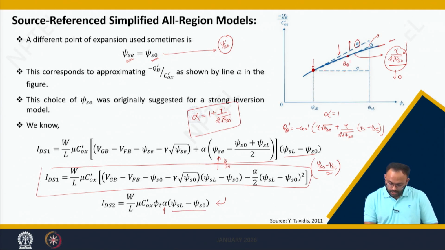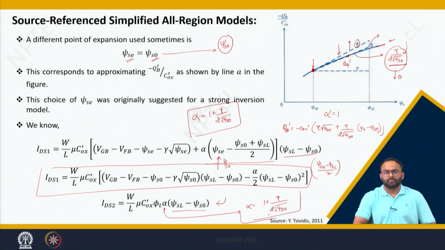and here alpha is nothing but 1 plus gamma divided by 2 times root psi S0 in the source reference model.